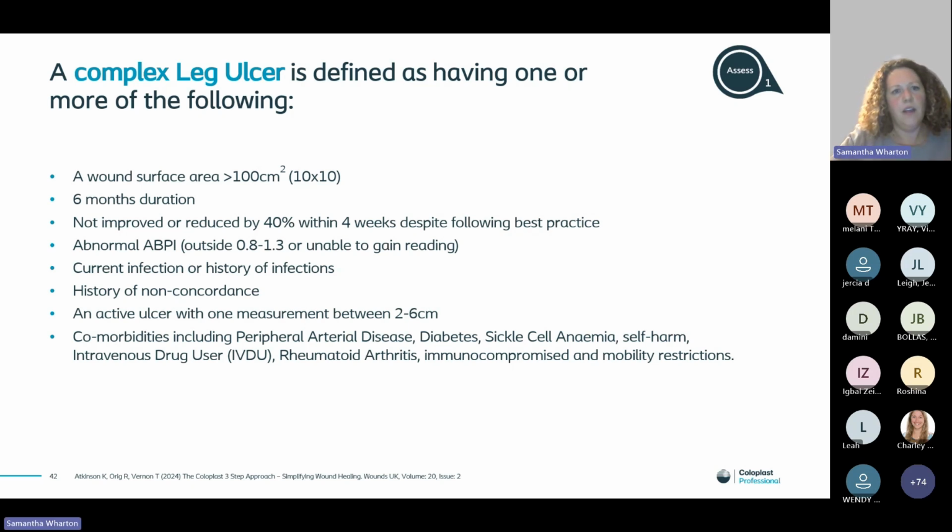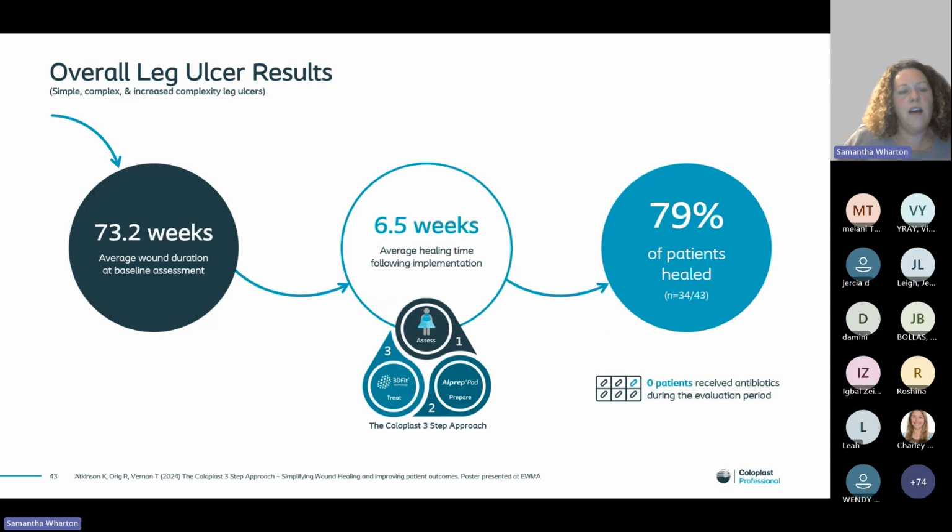And the overall leg ulcer results were the average time that those wounds had been present was 73.2 weeks. And by following assess, prepare with all prep pad, and then treat with dressing with 3D fit technology, the average healing time was 6.5 weeks. And out of those patients, 79% of the patients healed. So that was 34 out of the 43 patients. And even the patients that hadn't healed were on a healing trajectory. So their wound was on a pathway to healing. It's just it didn't happen within the time of the evaluation.